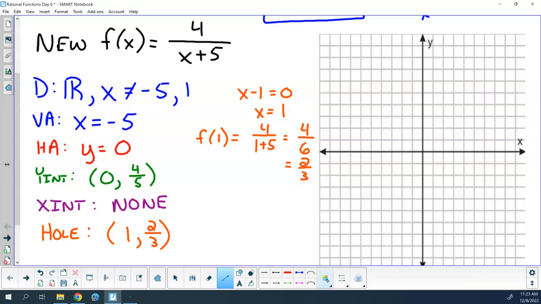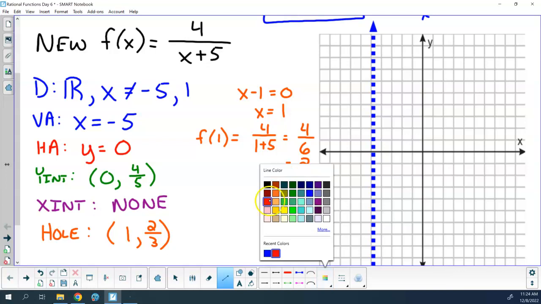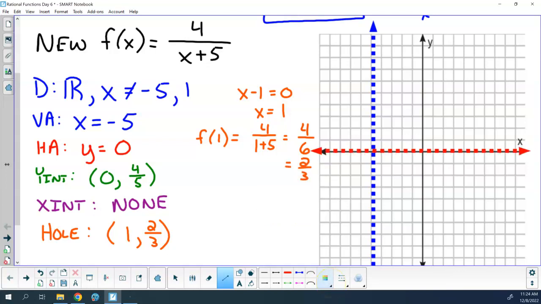Vertical asymptote -5. 1, 2, 3, 4, and 5. Missed it by a little bit. We'll go back and post and fix that up. y-intercept of 0, 4/5. That's like 0, 0.8 right there. Hole at 1, 2/3. That's everything that I got from my initial stuff.